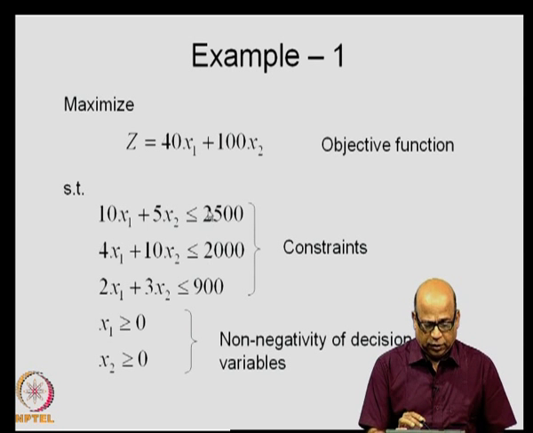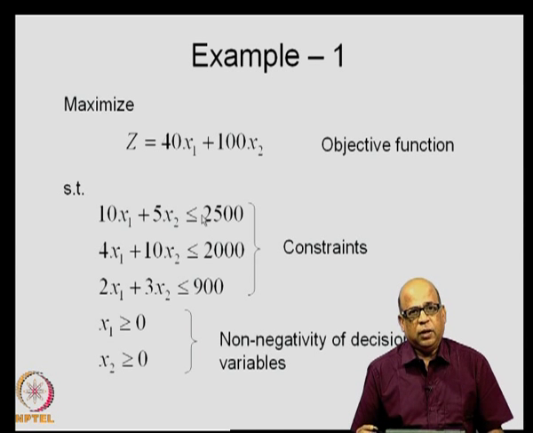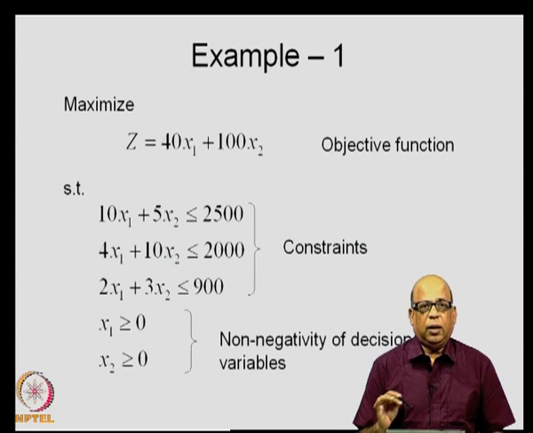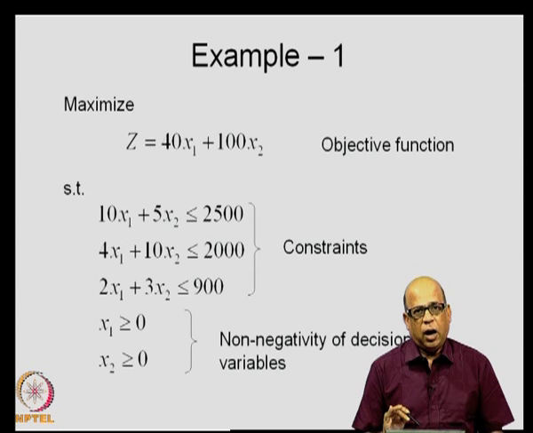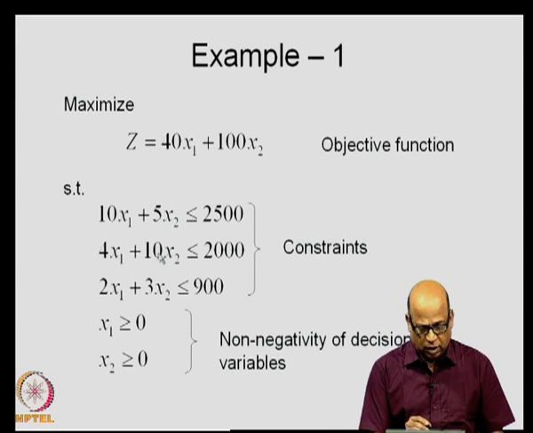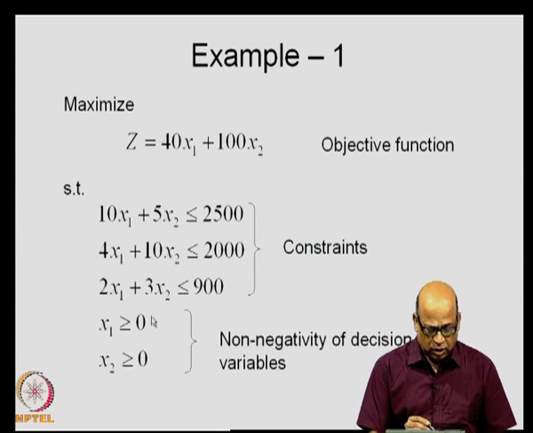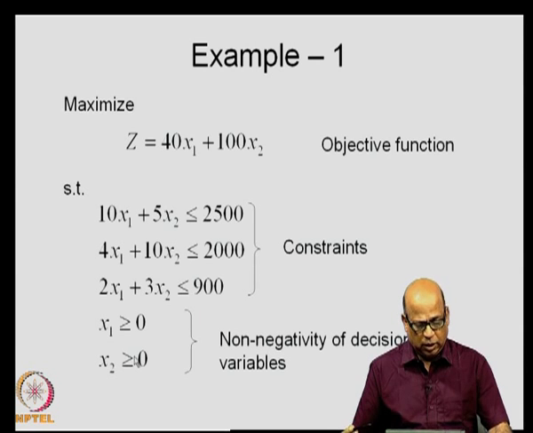Look at all these constraints, they are all of less than or equal to type. Anytime you have a less than or equal to type, you add a slack variable. So, I add a slack variable here, add a slack variable here, slack variable here, and the decision variables are anyway non-negative, therefore, we keep them as they are.